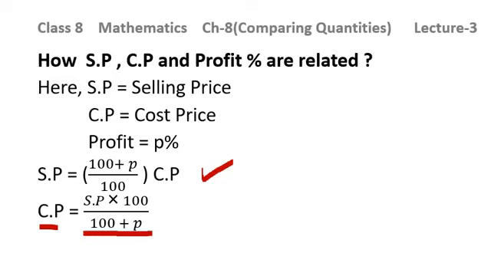So, whenever SP, CP and profit percent are given to you and you are supposed to find any one unknown out of these three, you can use either of these formulas, in terms of SP or in terms of CP.